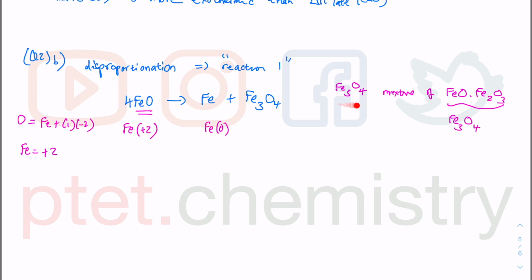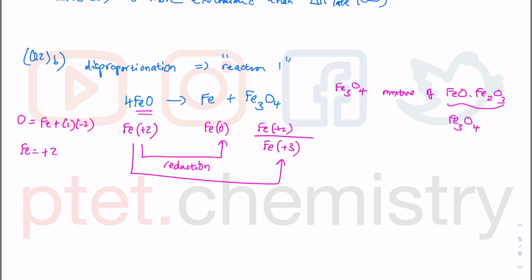And this was already mentioned in the early bit of the question. If you have seen it, if you have read it, you would have known what I'm talking about. Fe plus 2, Fe plus 3, because you have actually a mixture of 2 different oxidation states. Oh, actually, it's just mentioned that each formula unit of Fe3O4 contains 1 Fe2 plus and 2 Fe3 plus. So we could see the plus 2 going to 0 is reduction. The plus 2 going to plus 3, that is oxidation.